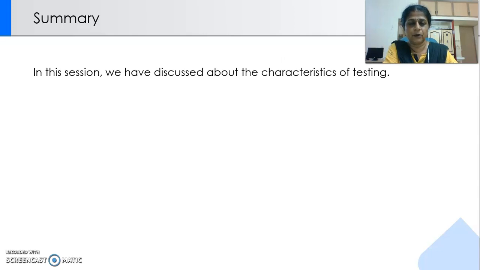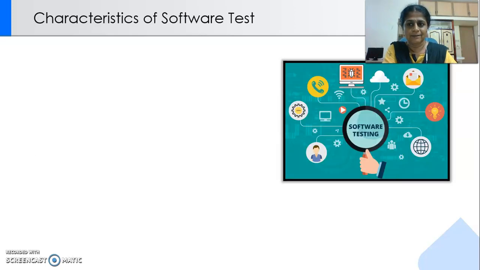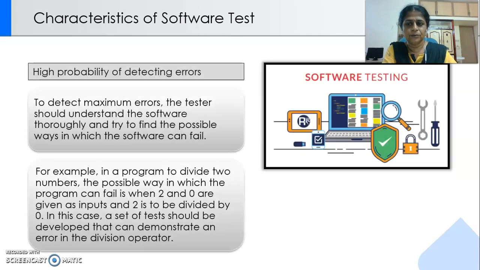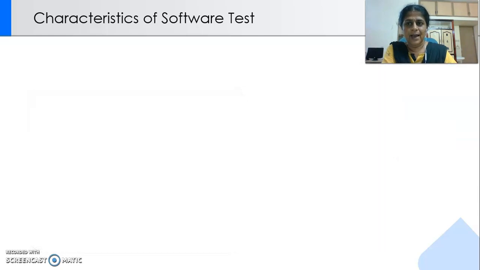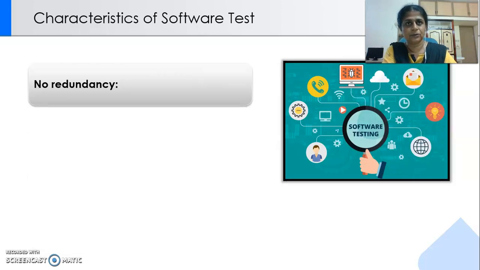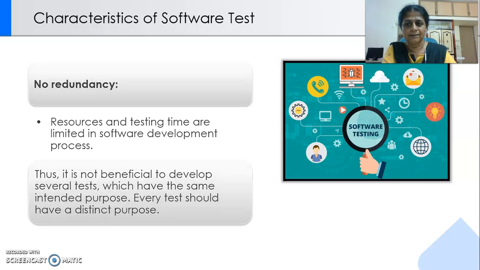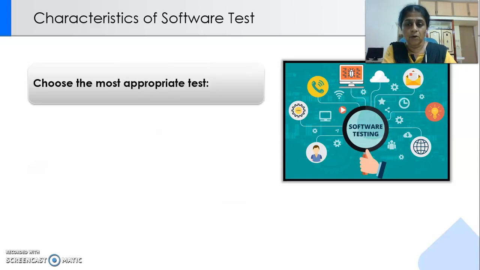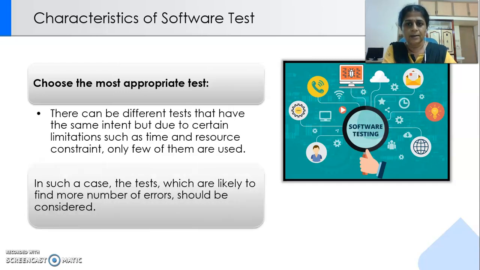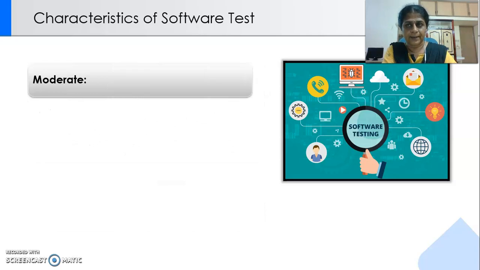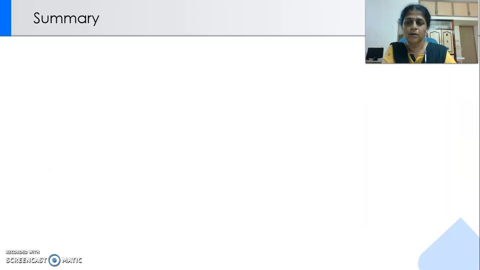We have discussed the various characteristics of testing. Let us have a quick recap. The first one is the high probability of detecting more errors. The second one is no redundancy in testing, so there should not be any redundancy between two tests. The third one is to choose the most appropriate test, the test that will best suit that particular computer application. The last one says that your testing process should be moderate, neither simple nor too complex. This is what we have discussed in this session.